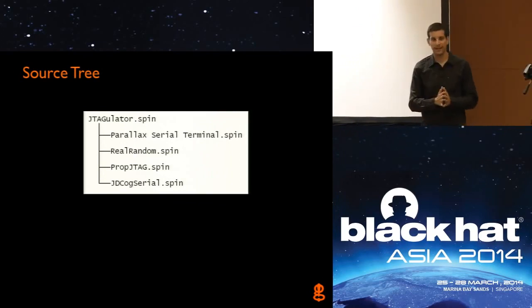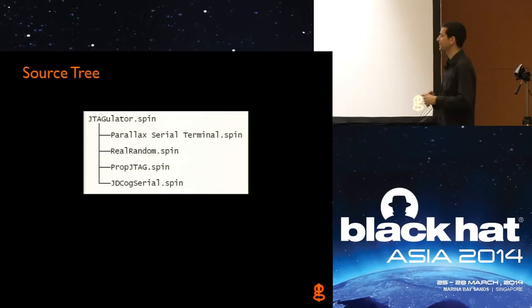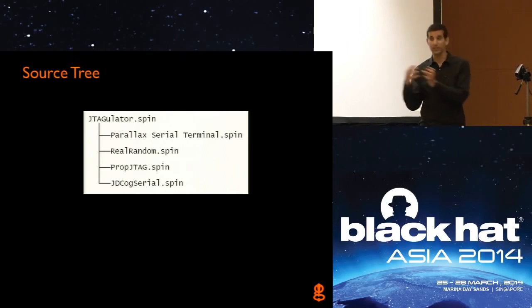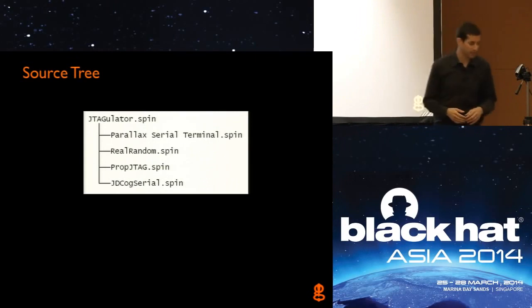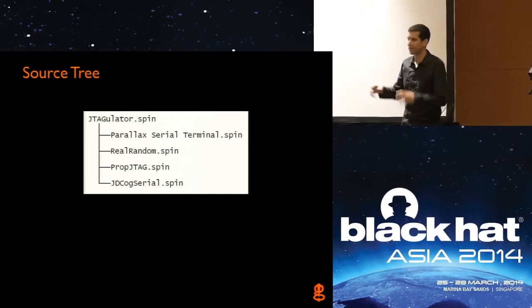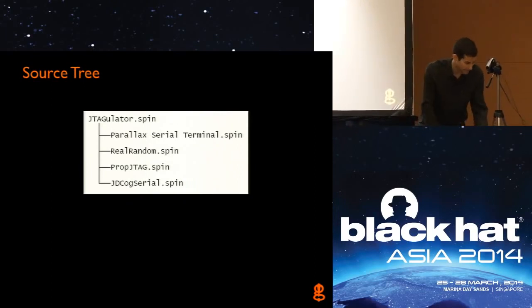RealRandom is a pseudo-random number generator based on some PLL jitter of the CPU that we use for the bypass scan test, which I'll show you. Then PropJTAG is all the low-level JTAG interface stuff. And then JDCOG serial is the low-level additional serial port that I'm using for the UART detection. As you add more stuff, maybe the tree gets wider, but right now it's pretty simple. You can think of these other Spin files as extra header files, even though they're actually extra C files, I guess.